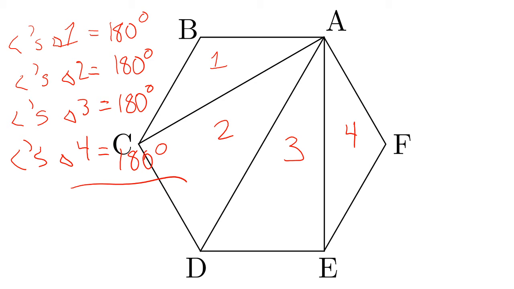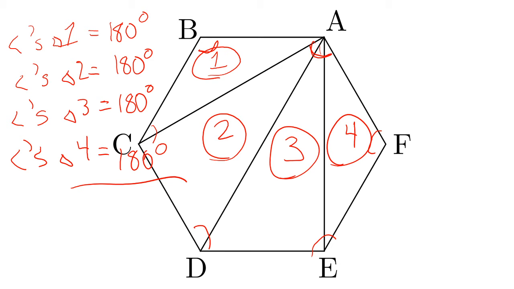So the interior angles for the whole polygon will be the sum of all of the angles for the triangles added up. So 180 times 4 is 720 degrees. Okay, you with me so far?